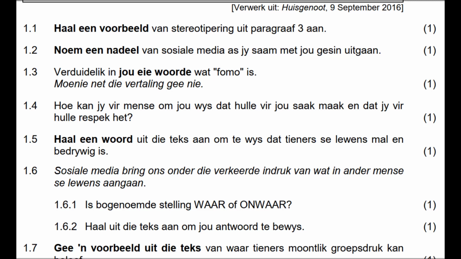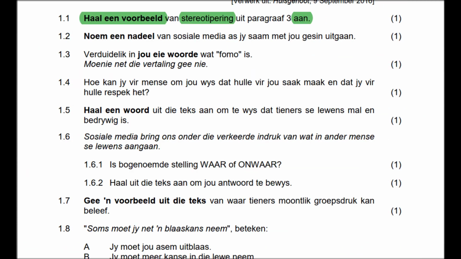So kom ons begin met vraag 1.1. Vraag 1.1 sê, haal een voorbeeld van stereotypering uit paragraaf 3 aan. So what the question is asking is that you quote an example of stereotyping from paragraph 3. So what's important when I read that question is, firstly, I need to quote, which means I need my quotation marks. Secondly, I need to know what a stereotype is. So a stereotype is a generalization. So we are going to go to paragraph 3 and we are going to see if they made a generalization.